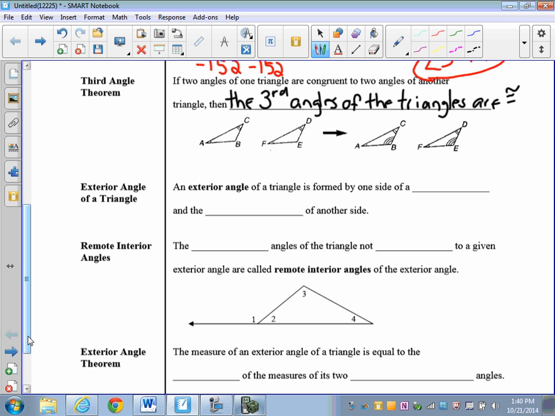So what it says is if I have triangle ABC here and triangle FED, and I know that angle A is congruent to angle F and angle C is congruent to angle D, well, that just means that the third angles have to also be congruent. So angle B is congruent to angle E. Pretty simple.